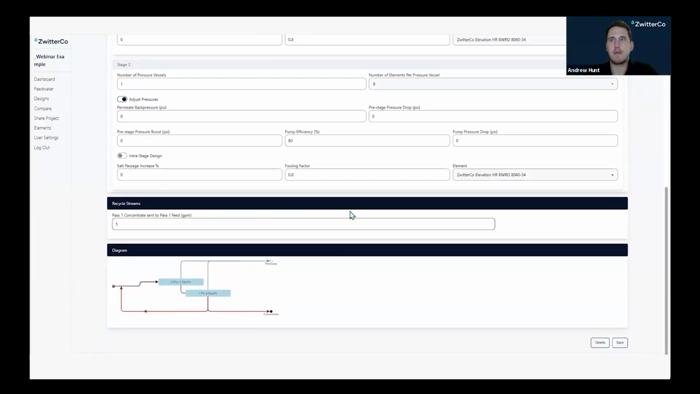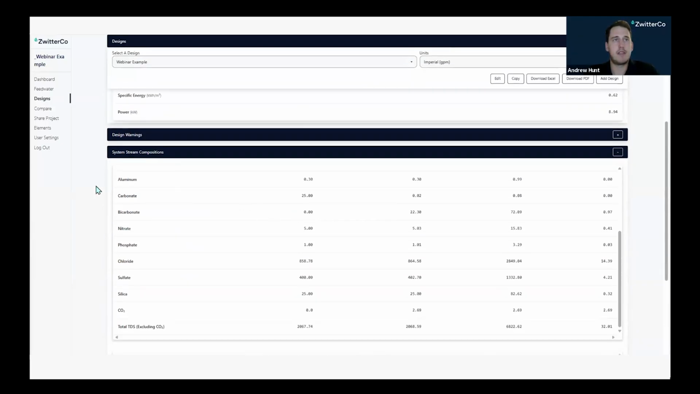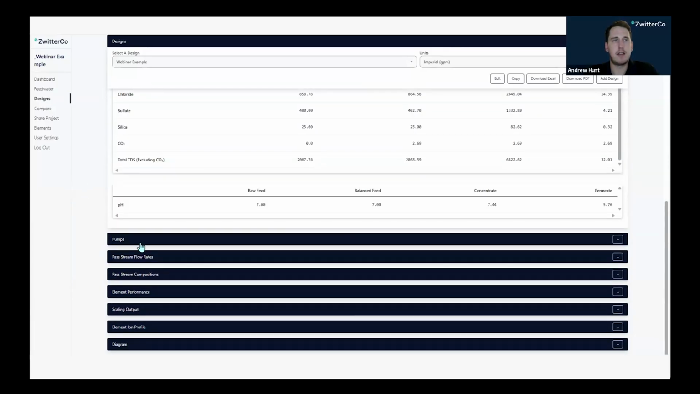And there's also a couple options for more advanced things like concentrate recycle, and that shows up in the diagram down below. So then if we go and press save here again, we'll get an overview. The calculations will be run, and we'll have a summary of the projection with things like stream compositions and different little drop-down menus here.